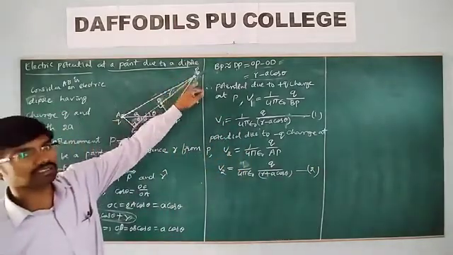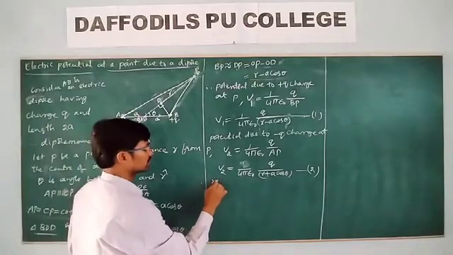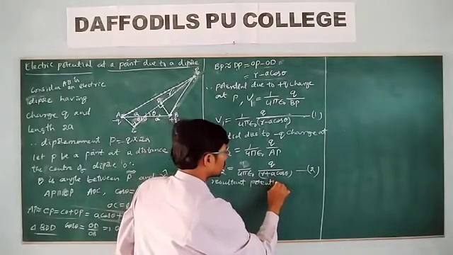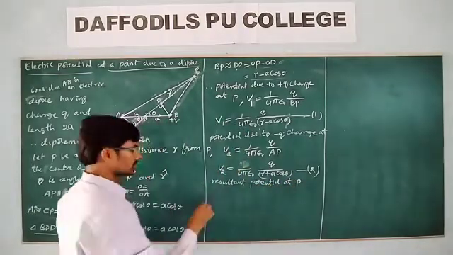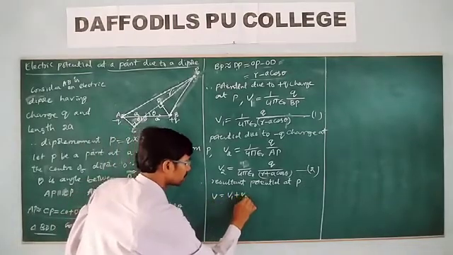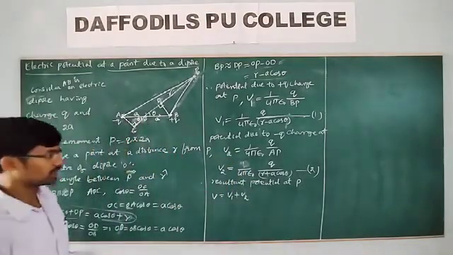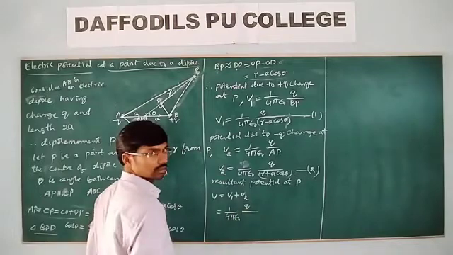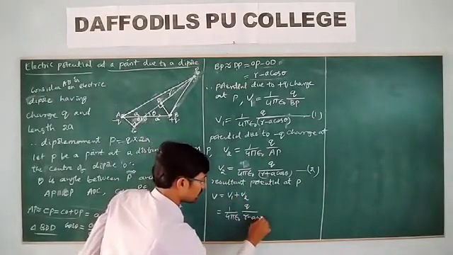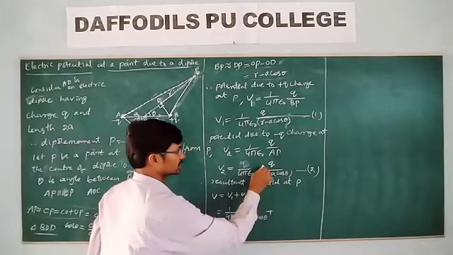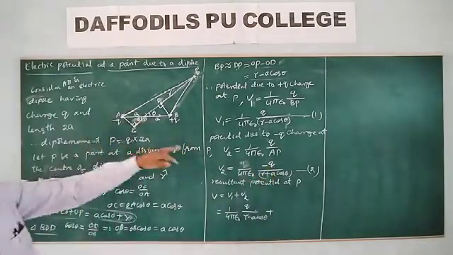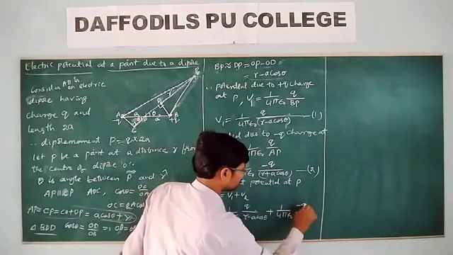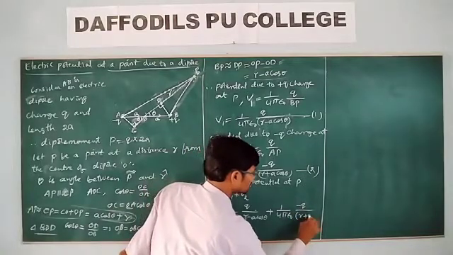Then what is the resultant potential at P? Resultant potential at P, V is equal to V1 plus V2. Just we add 1 and 2. That is equal to 1 by 4 pi epsilon naught Q by R minus a cos theta, plus, but this charge is minus Q by R plus a cos theta.